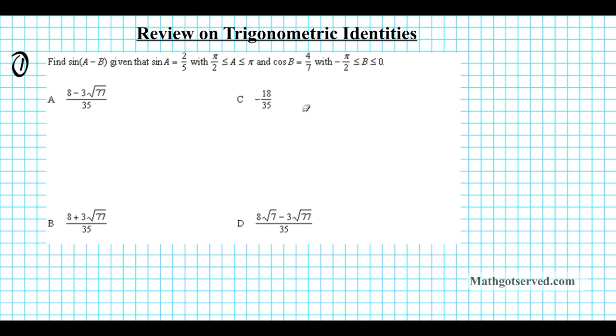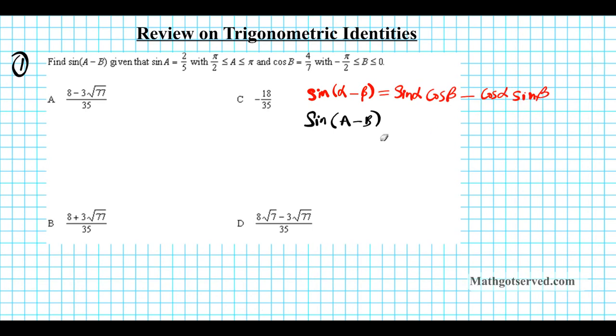Okay, so we need to start off by writing down the identity that can help us determine what we're working with here. So we have to find sine A minus B. So what trig identity are we going to use here? Well, we have the sine and two angles, alpha and beta, separated by minus. So we're going to be using the difference identity for sine. So the difference identity for sine is sine alpha cosine beta minus cosine alpha sine beta. Okay, so this is the difference identity for sine.